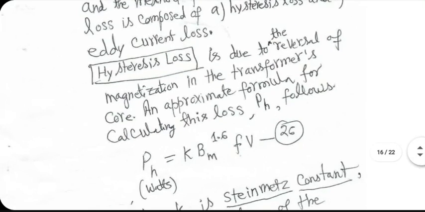Hysteresis loss is due to the reversal of magnetization in the transformer's core. First, the top half and the bottom half of the cycle behave differently as far as the material is concerned. The bottom line is that we have got approximate equations to calculate the hysteresis loss in watts. You don't have to worry too much about derivations here. This equation is semi-empirical anyway.